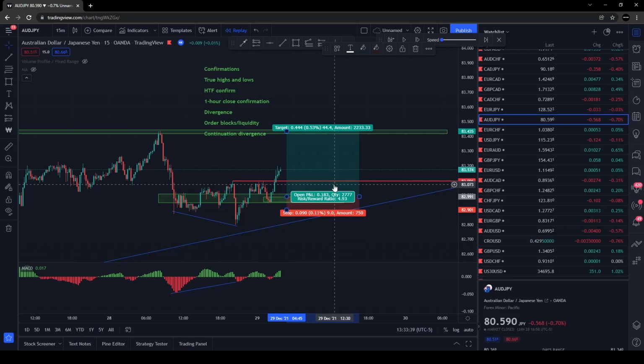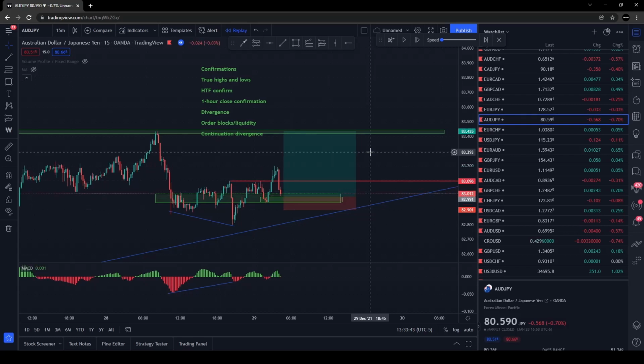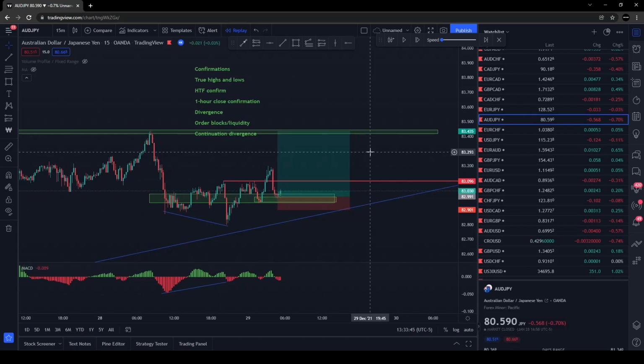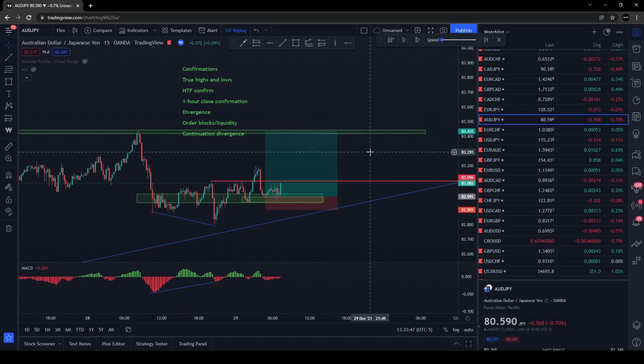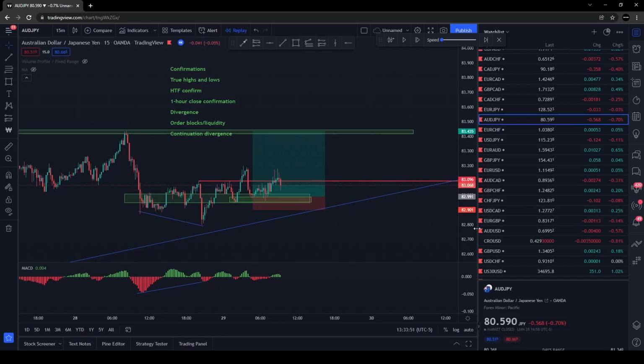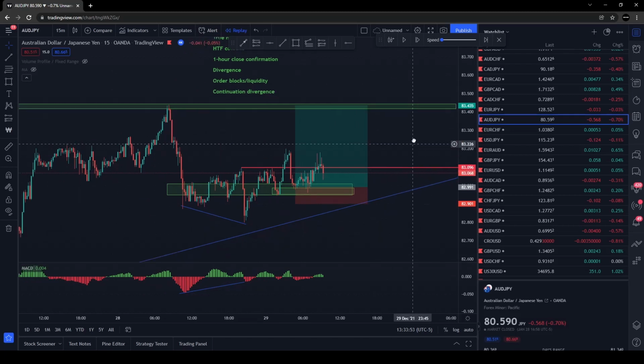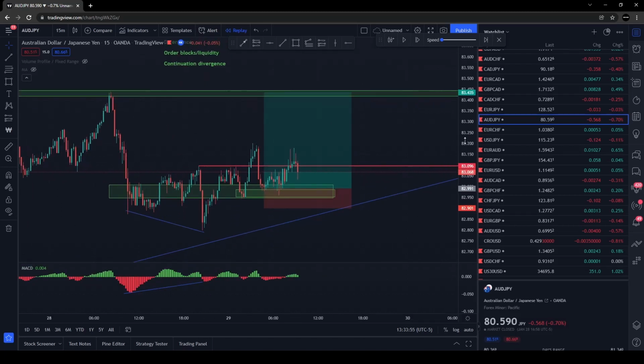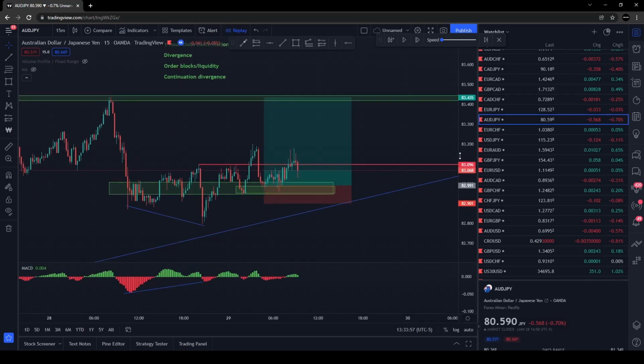So once I do that, now I confirm and I wait for price to enter in. Okay, now we are in the trade. And now once we are in the trade, that is where I look for continuation divergence, just to give me that extra confirmation or that extra confidence that price is actually going to head in the direction I would like it to.